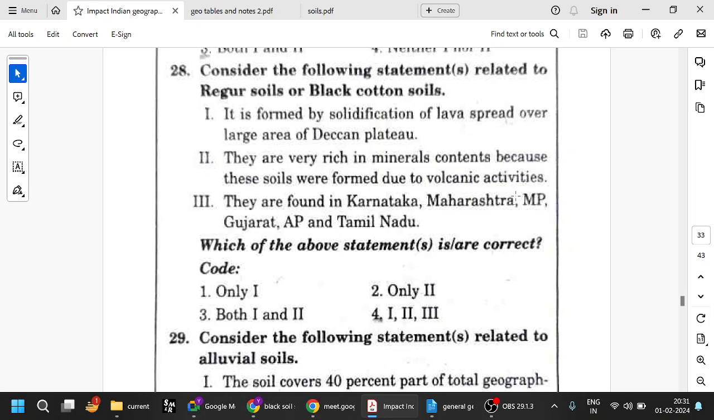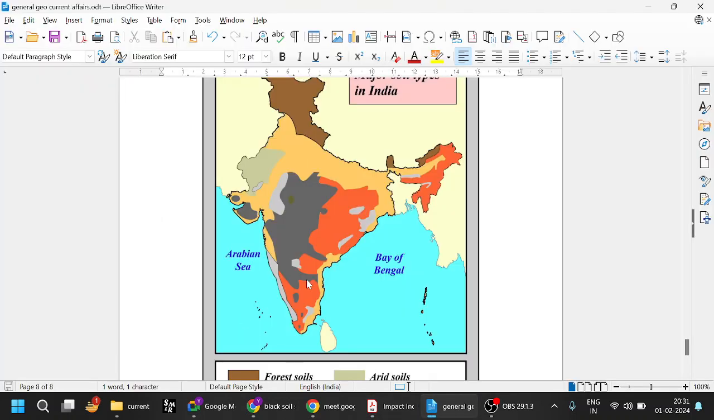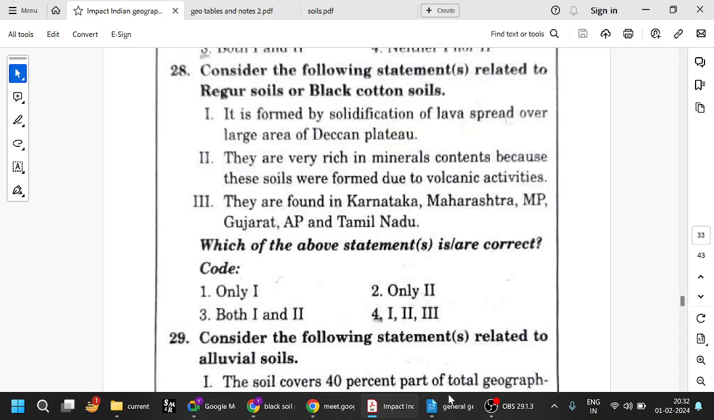They are found in Karnataka, Maharashtra, MP, Gujarat, AP, Tamil Nadu. So it's fine. Majorly they mentioned Gujarat, Karnataka, Maharashtra, everything we see here. A little bit of Tamil Nadu, AP, Gujarat, Maharashtra, Madhya Pradesh, etc. So that is also right. So all three are correct.